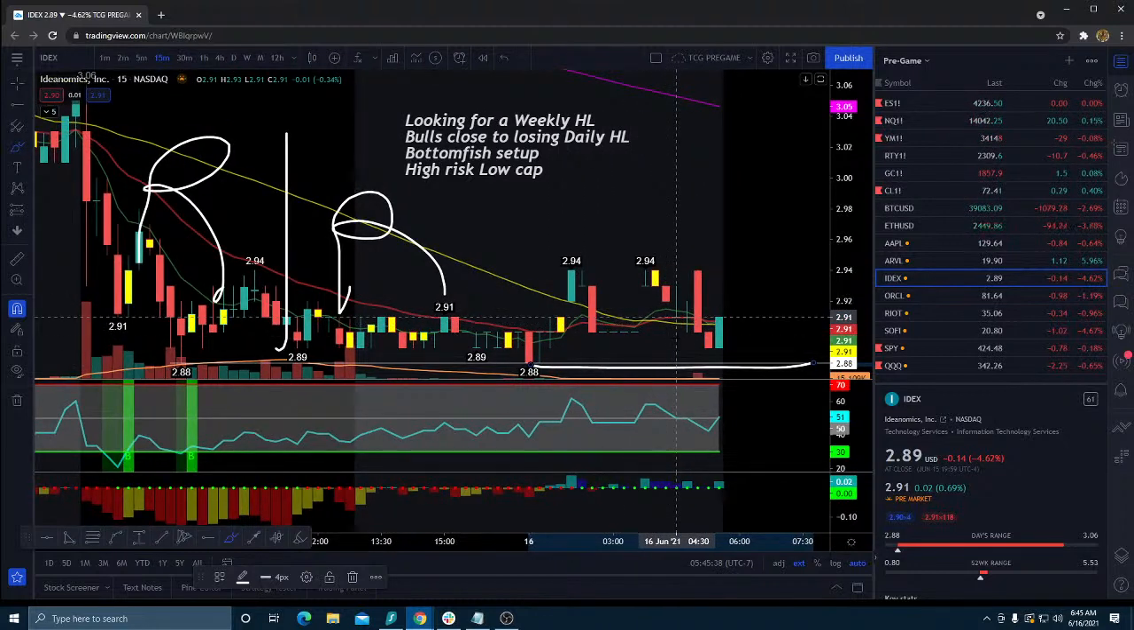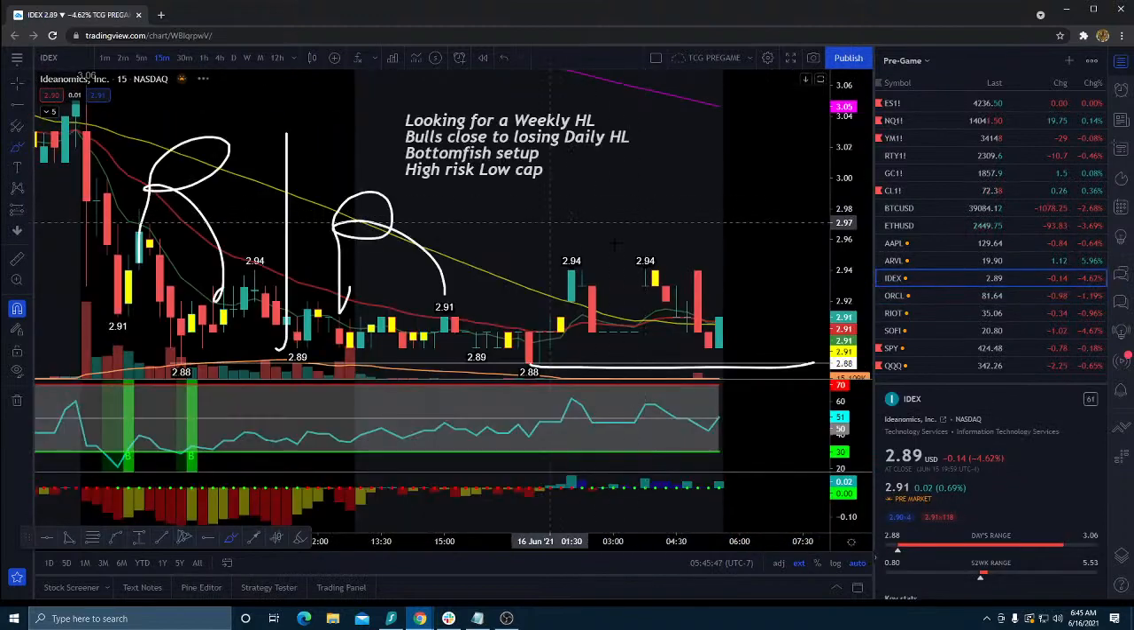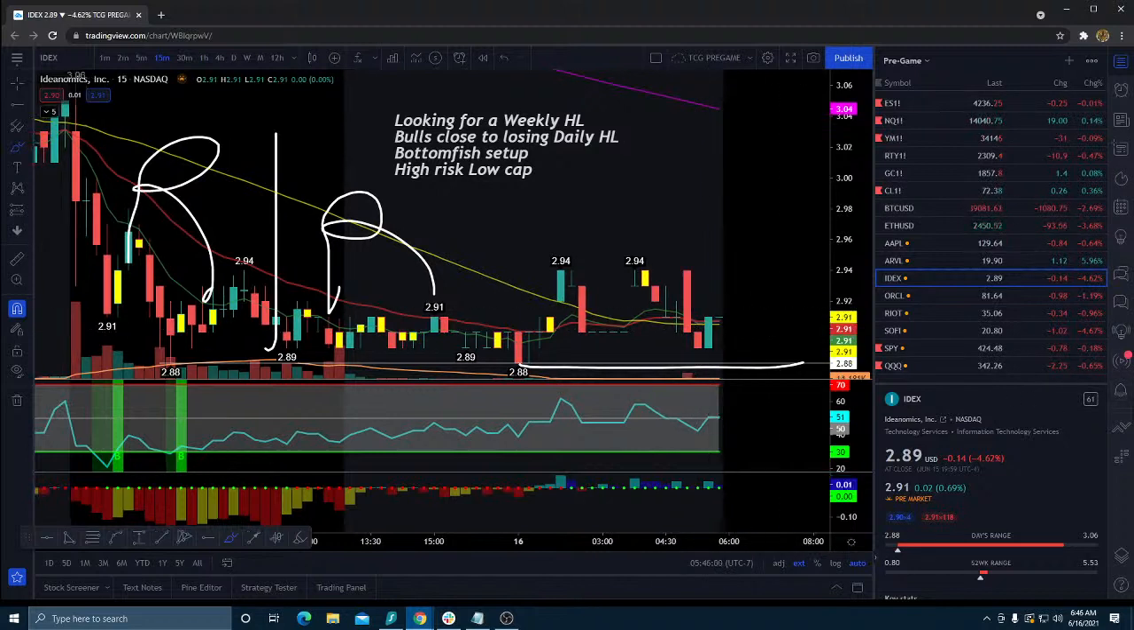So I like IDEX to the long side. I would say this is my prince of the mountain, not a king of the mountain today. Long setup with nice risk reward. And on IDEX, it's not going to follow the market as closely. It can be a honey badger and do its own thing. So I like choosing names like this, separate and apart from the indexes with FOMC today.